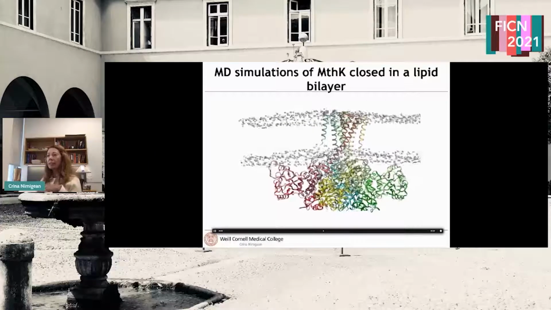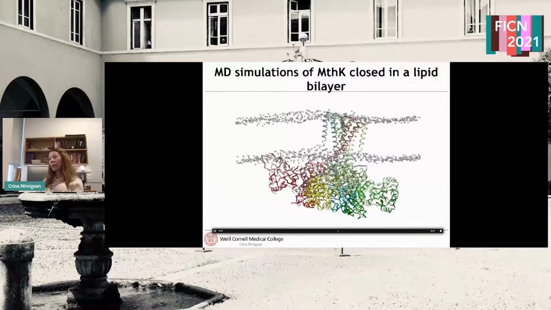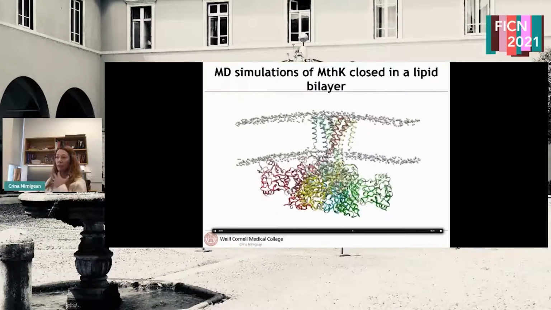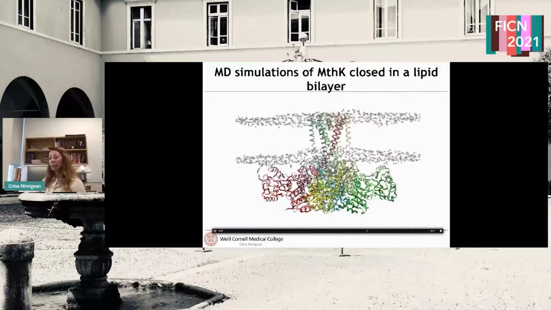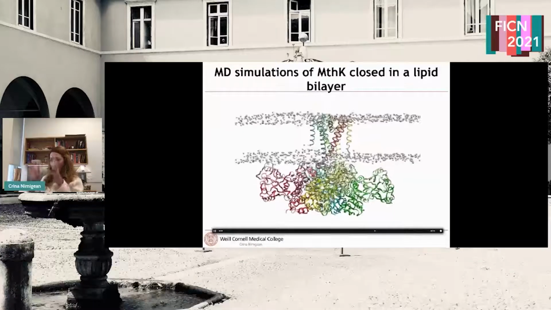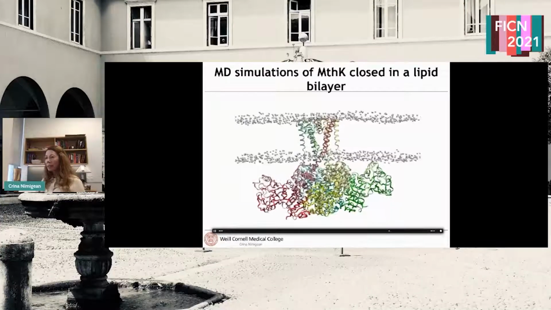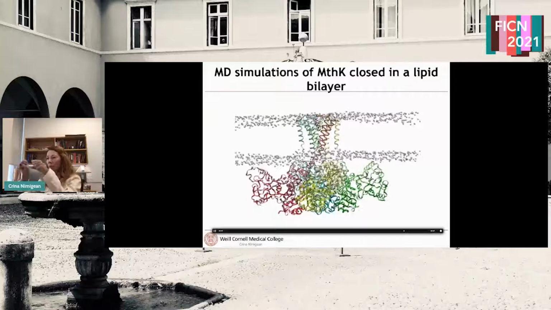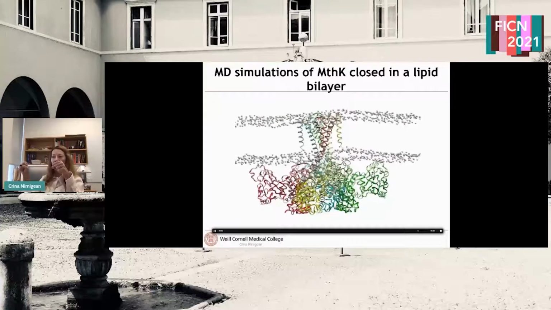So the tilts do exist, they do happen in planar lipid bilayers, not just in nanodiscs. So we think that this is a feature of the protein. The protein is particularly flexible in the gating ring with respect to the transmembrane region. And also what happens when these C-linkers contact the head groups, the TM2s are pulled a little bit apart as if they're trying to open the gate. And this is kind of interesting.